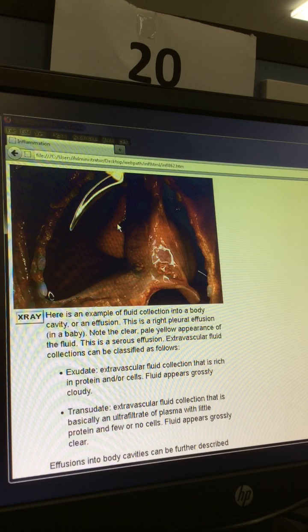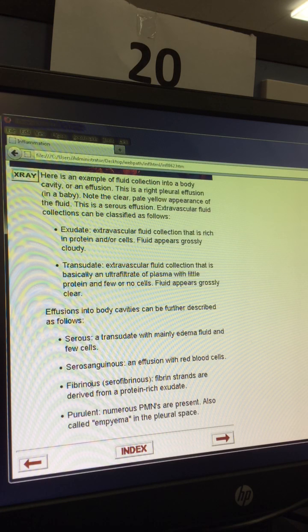Simply, we can memorize it like this: if it is rich in protein or cells, it's an exudate. If it is depleted or low in protein and cells, it's a transudate. Furthermore, there is a description for the effusion. We have serous, we have serosanguine.